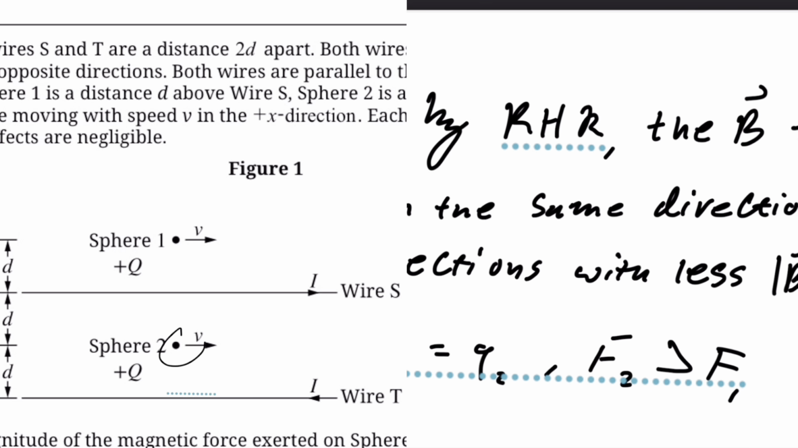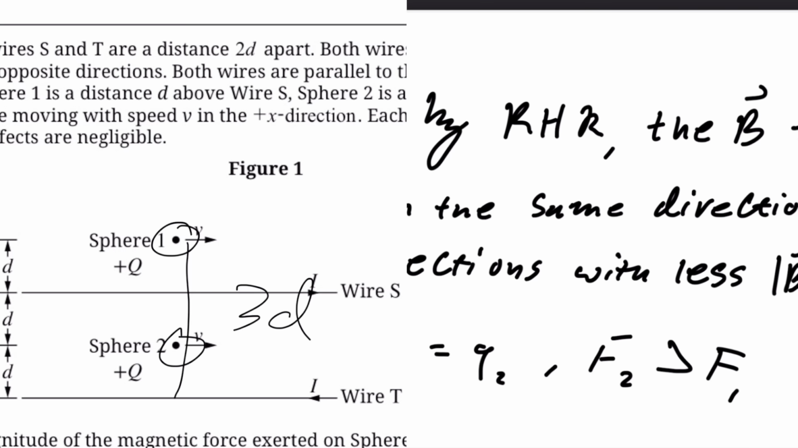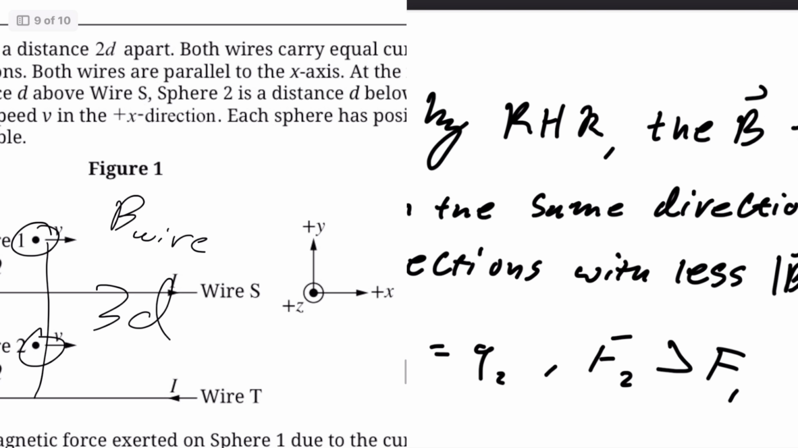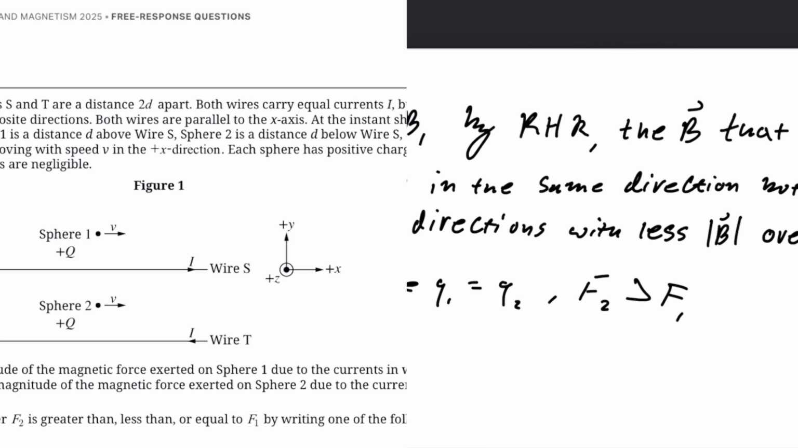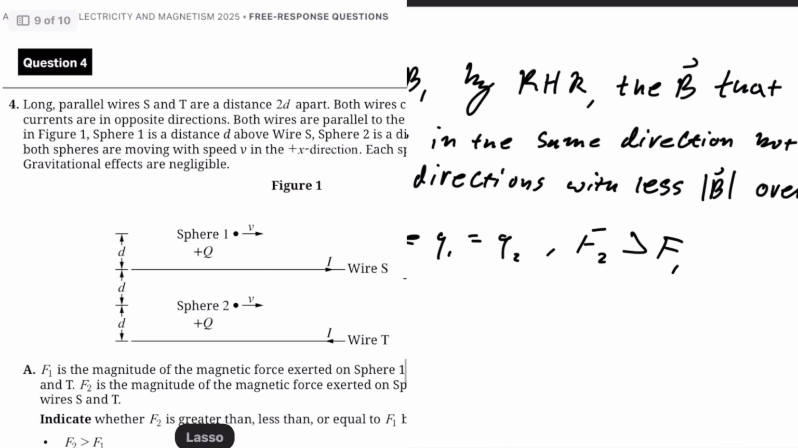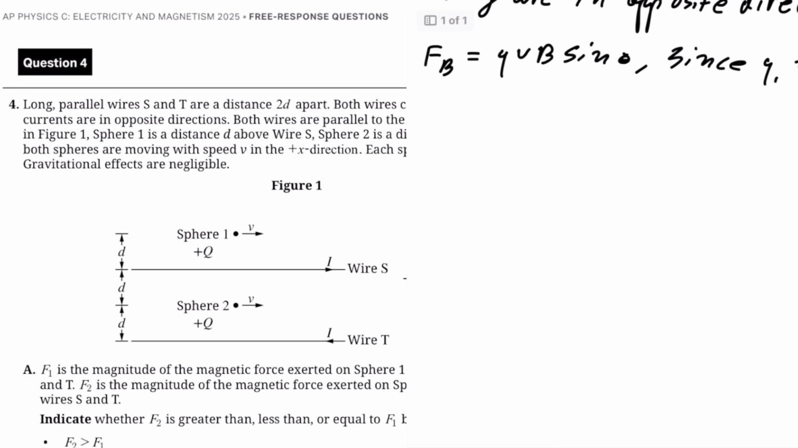And we know that B of a wire is mu naught I over 2 pi r, right? So it's proportional to 1 over r. So more distance equals less magnetic field. So the entire point is that since this wire is now further away and they're in opposite directions, the magnetic field overall will be less, therefore the force will be less for F1, therefore F2 is greater than F1. So that's that question done.